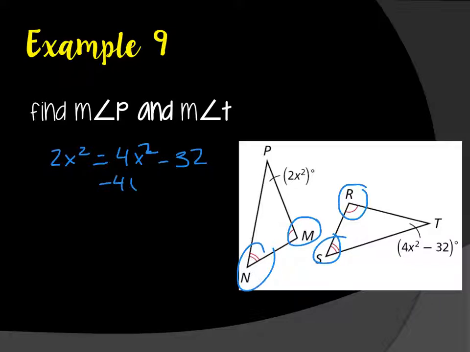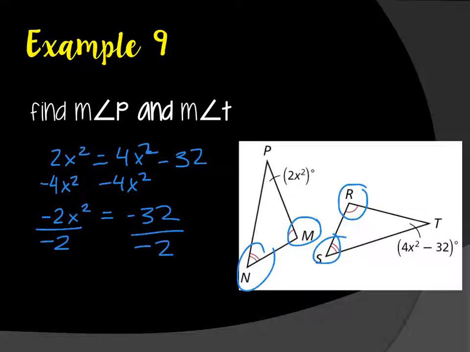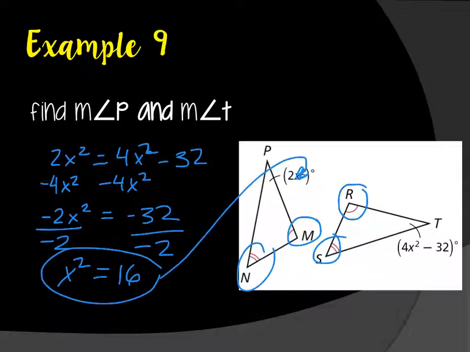And now we do the same thing and we solve for x squared. So we can subtract 4x squared from both sides. So we get negative 2x squared is equal to negative 32. And then we divide by negative 2. And we get x squared is equal to, what do we get for x squared? 16. So now we just take what we found for x squared and plug it in for x squared.